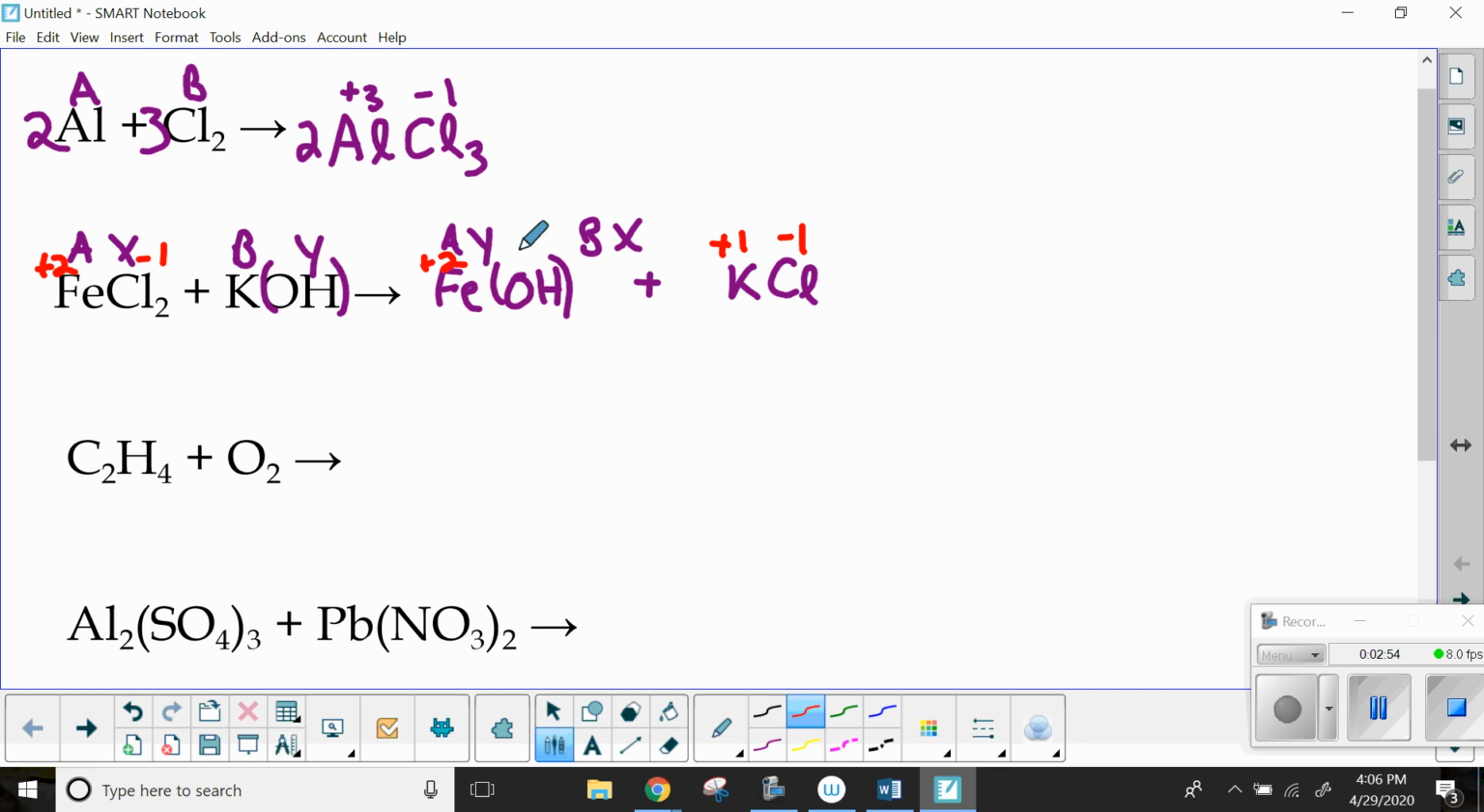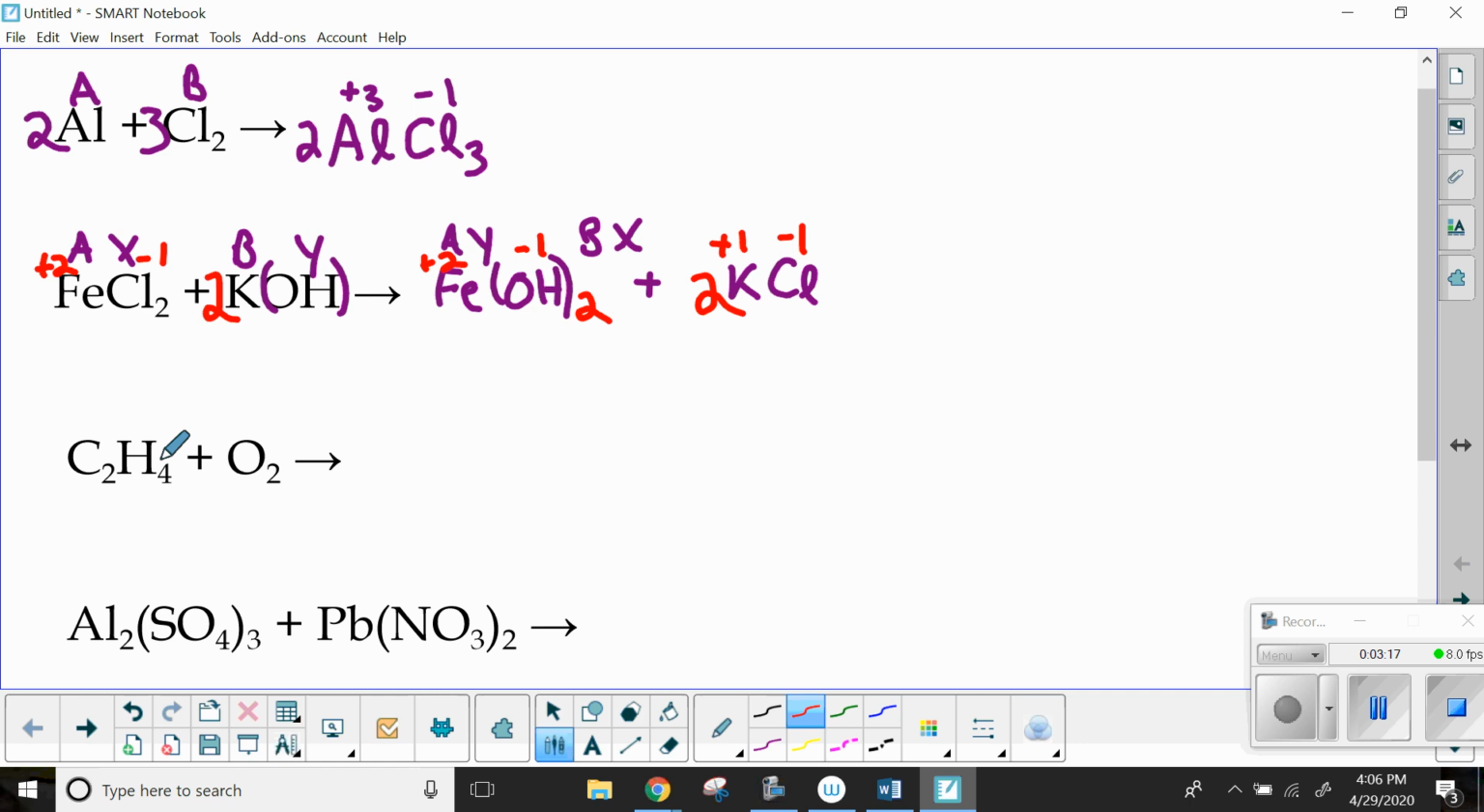Looking at my polyatomic table, I will find that hydroxide has a -1. Flip the charges, make them subscripts. Here's my formula, Fe(OH)2. And then I go back and balance. I need 2 Cls, and then I need 2 Ks. And so there's a good example of a double replacement reaction.